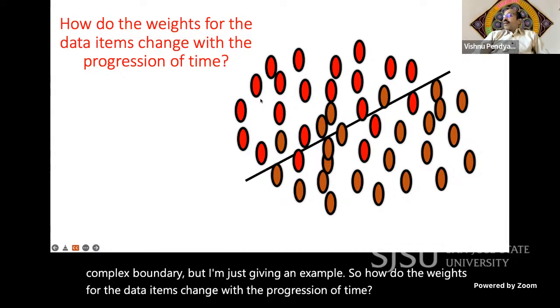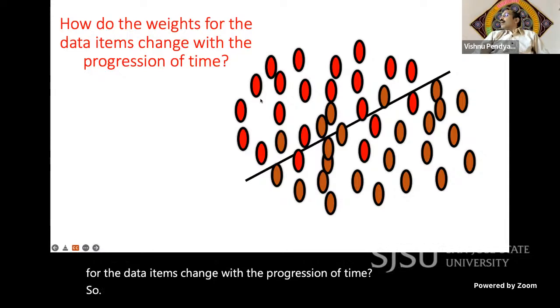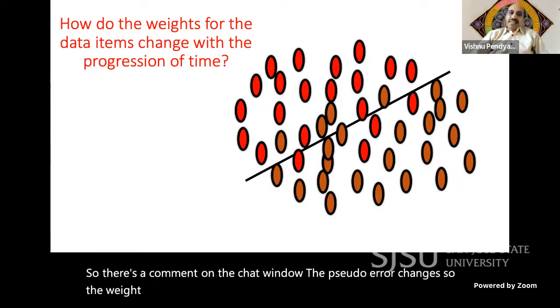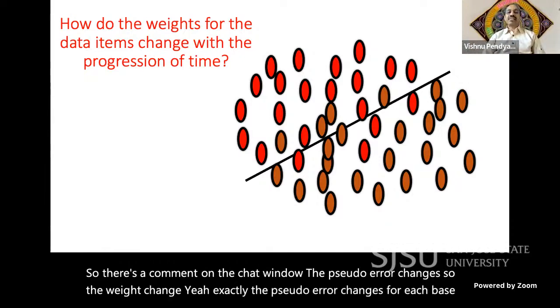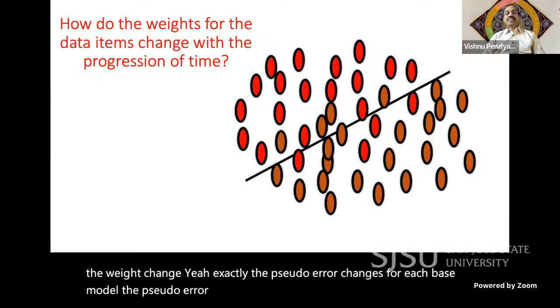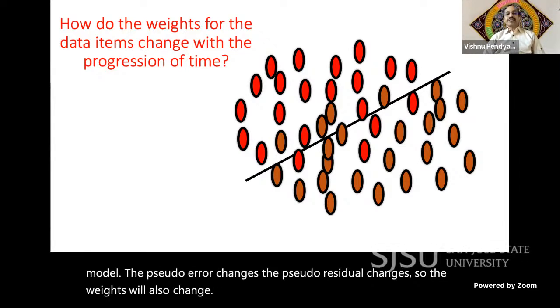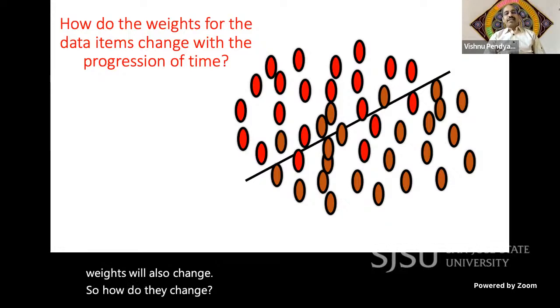There's a comment on the chat window: the pseudo error changes, so the weight changes. Yeah, exactly. The pseudo error changes. For each base model, the pseudo error changes, the pseudo residual changes. So the weights will also change. So how do they change? So which are the difficult points here?